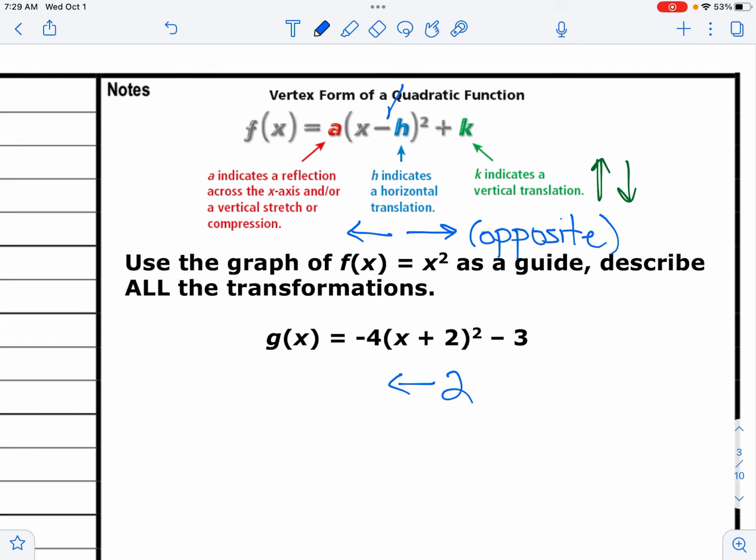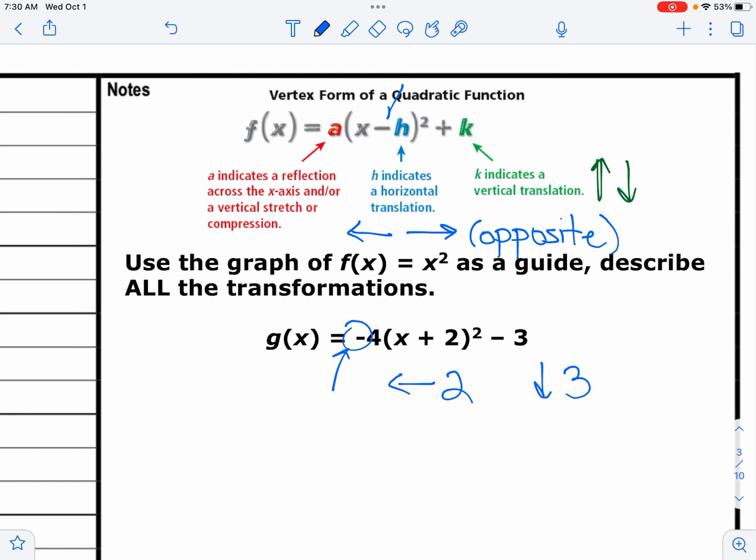So this moves it to the left 2, and then this outside of the parentheses is going to move it up or down. And because it's minus 3, this one is just normal. So this would be down 3. Now you might also recall that the negative in front is going to reflect it across the x-axis. In other words, turn it upside down. The 4 represents a vertical stretch by a factor of 4, so that'll actually make it skinnier.